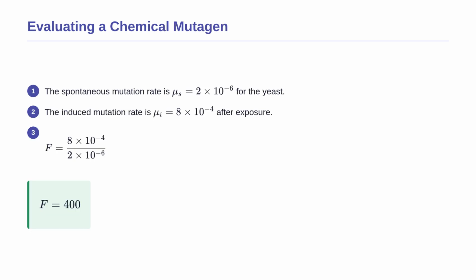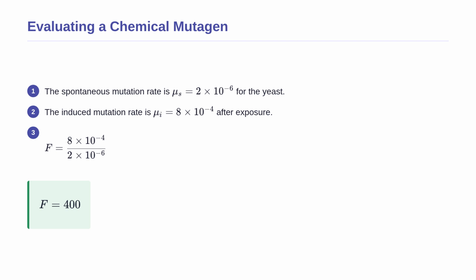Let us apply this fold increase formula to a real-world laboratory scenario. A researcher is testing a newly synthesized chemical dye to see if it is mutagenic and potentially dangerous to humans. We are given the known spontaneous mutation rate for a yeast population, which is 2 times 10 to the negative 6. After exposing the yeast to the chemical dye, the new induced mutation rate is measured at 8 times 10 to the negative 4. We need to calculate the fold increase.